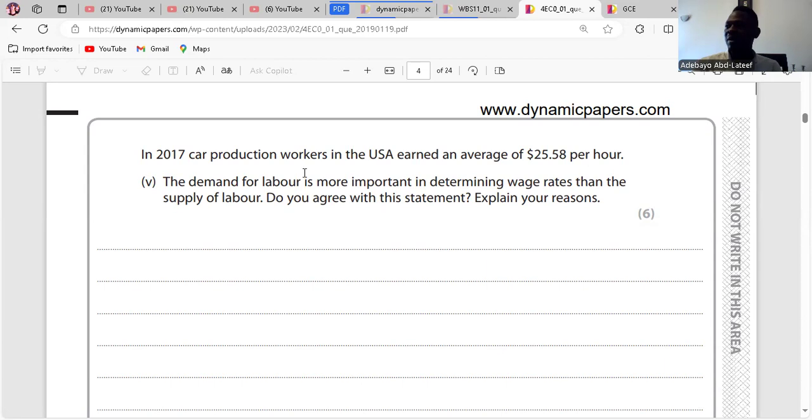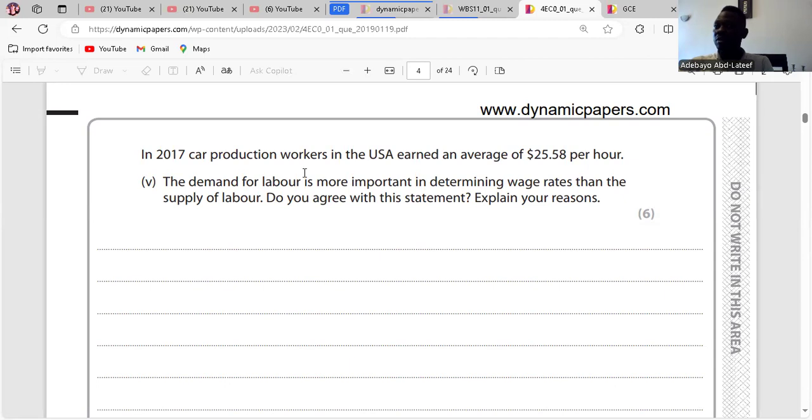What is demand for labor? Demand for labor is the total number of workers firms are willing to employ at a given wage rate. While supply of labor is the total number of workers making themselves available for a job at a given wage rate. Do you understand the two?